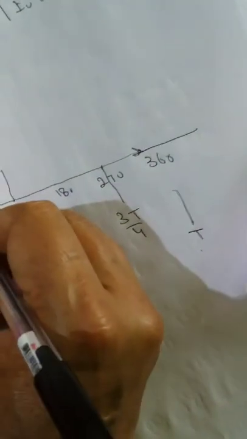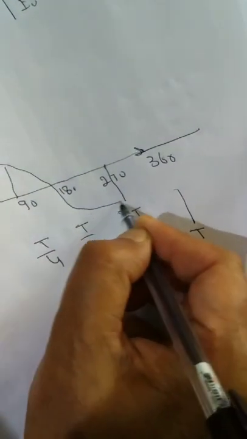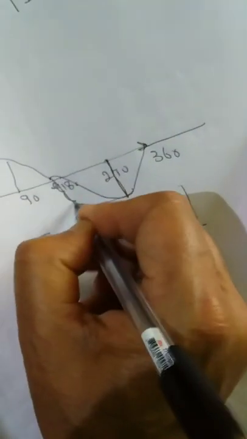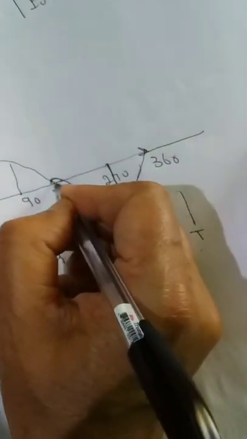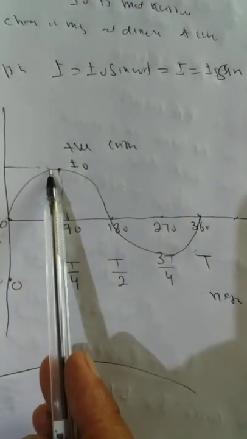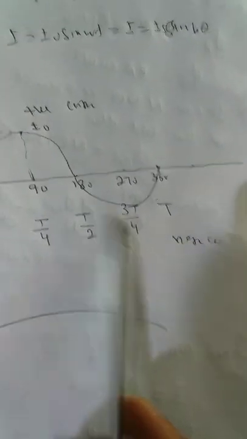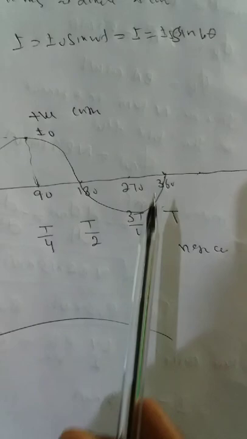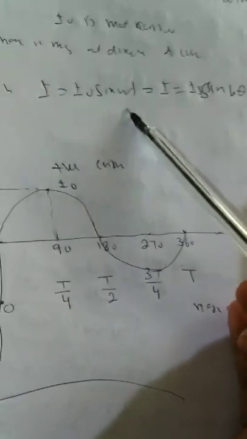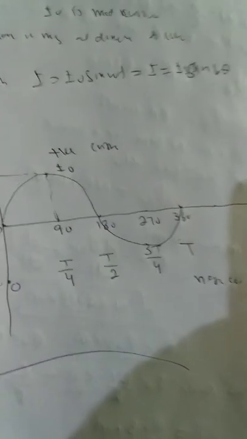It will become like this: sometimes positive, sometimes negative. It will be built just like this. At 90 degrees it will peak, then it reaches 270 where the current gets a negative value. After the completion of a cycle, the alternating current will look like this. I naught sin omega t is the mathematical form of the current. When we draw the graph of this, we will get just like this. This is the alternating current.